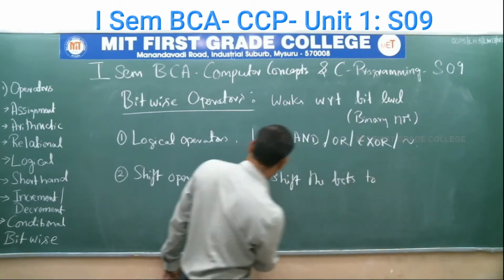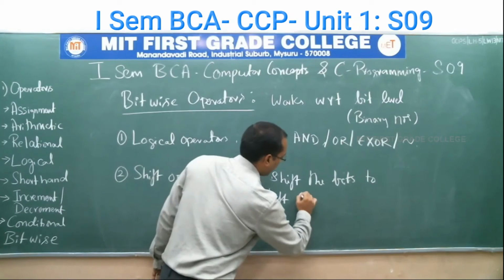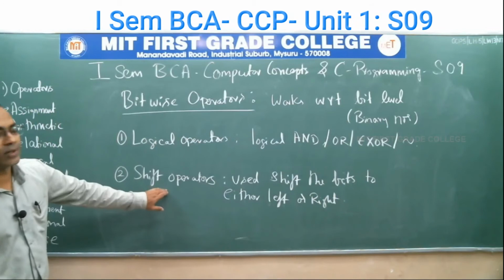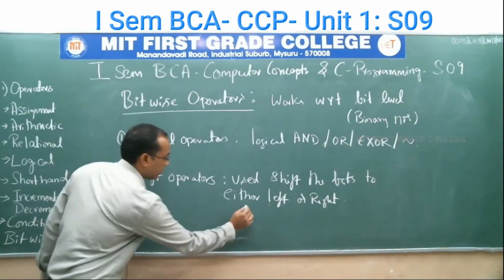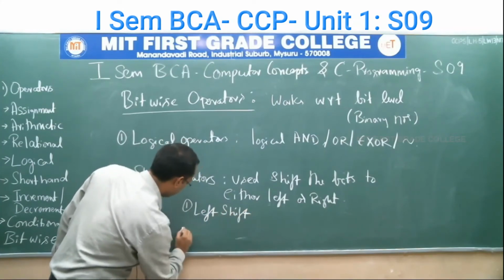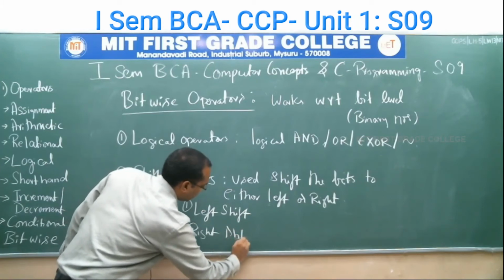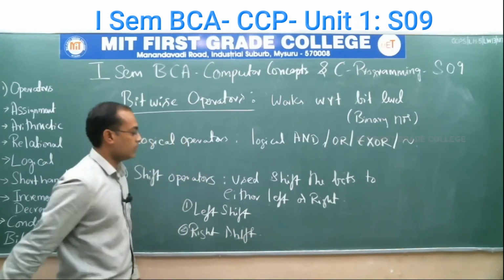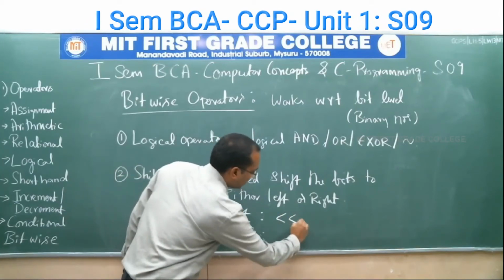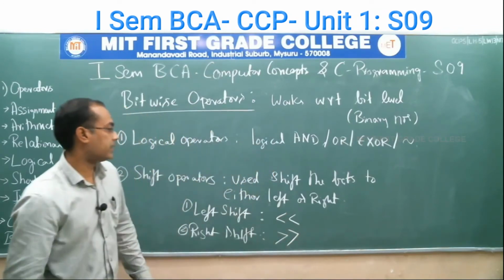to either left or right side. There are two categories of shift operators. One is called left shift, another is called right shift. For left shift, we are using the symbol double less than. For right shift, we are using the symbol double greater than.